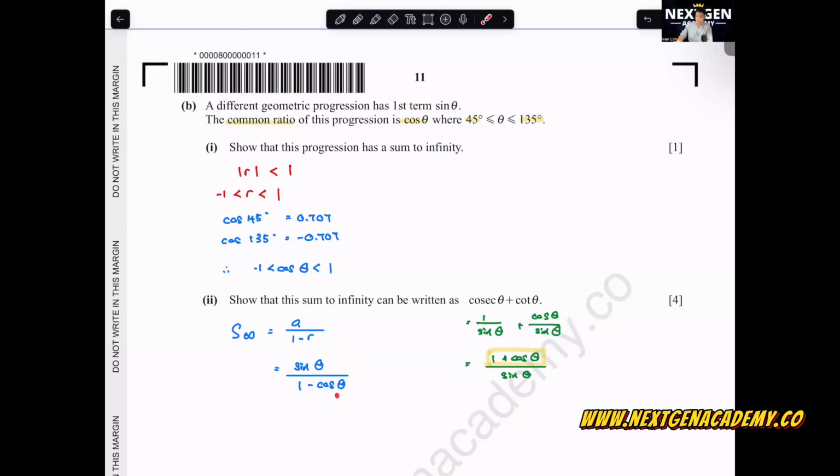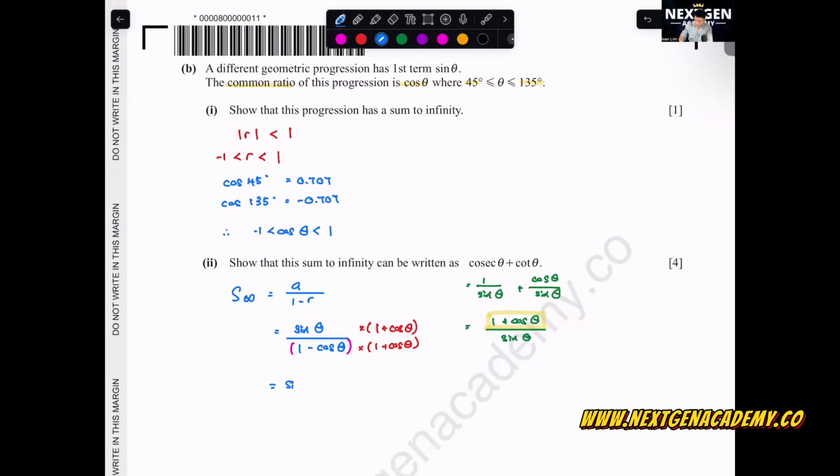Correct or not? So the next step, because there is the 1 plus cos theta, let's try. Times 1 plus cos theta, times 1 plus cos theta. I'm getting the clue from the other side. On top right now, it will become sine theta times 1 plus cos theta. At the bottom, it becomes a square minus b square, so 1 minus cos square theta. Is this good or not? I want to get rid of the sine theta. Cos square theta is good because one of the trigo identities is sine square plus cos square equals 1. So sine square theta equals 1 minus cos square theta.